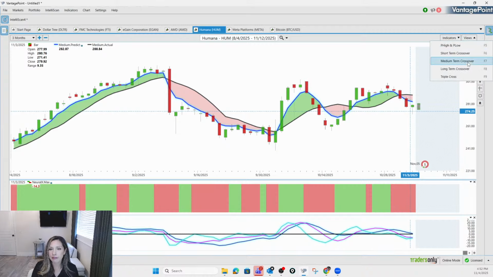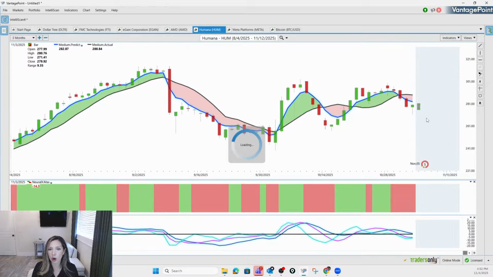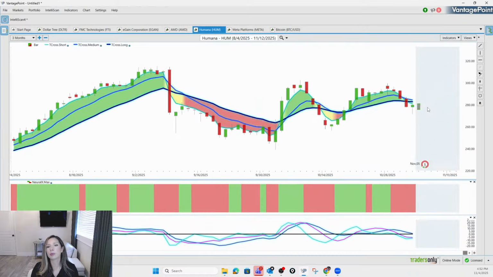So if we take a look currently, we do not have a bullish crossover at this point from our short or medium term crossovers, but let's take a look at that triple cross. Are we at a support point? Because that's what we said. We need to establish that support point, but we have 2 closes below.